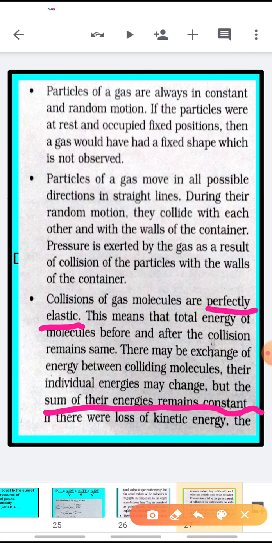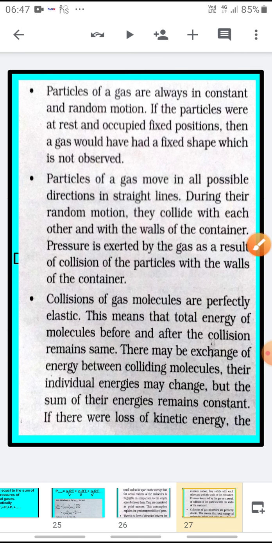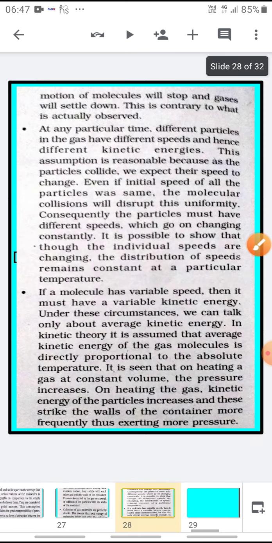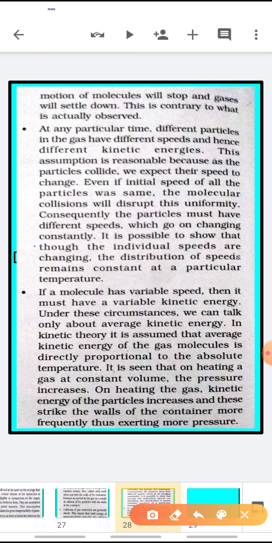If there were loss of kinetic energy, then the motion of the molecules would have stopped and gases would have settled down, but this never happens. That means when the gas molecules are colliding, they are not giving out energy. Only interchange of energy between the molecules is taking place.